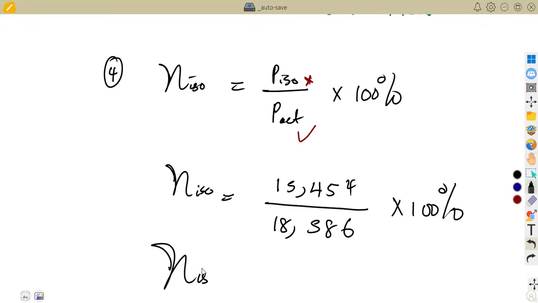So our isothermal efficiency in this case was going to give us 83.1486, like that, which is to 3 decimal places, as a percentage. This is what you're going to have.